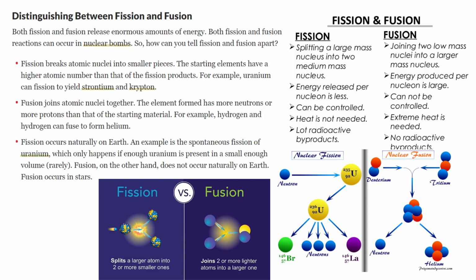Fusion joins atomic nuclei together. The element formed has more neutrons or more protons than that of the starting material. For example, hydrogen and hydrogen can fuse to form helium. Fission occurs naturally on Earth. An example is the spontaneous fission of uranium, which only happens, rarely, if enough uranium is present in a small enough volume. Fusion, on the other hand, does not occur naturally on Earth. Fusion occurs in stars.